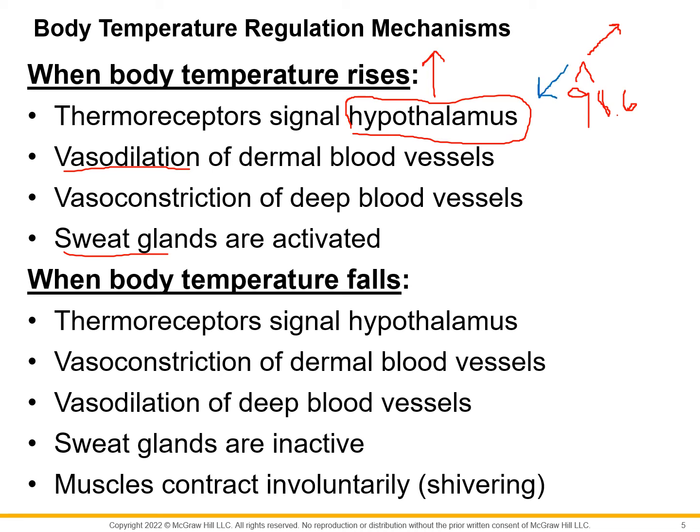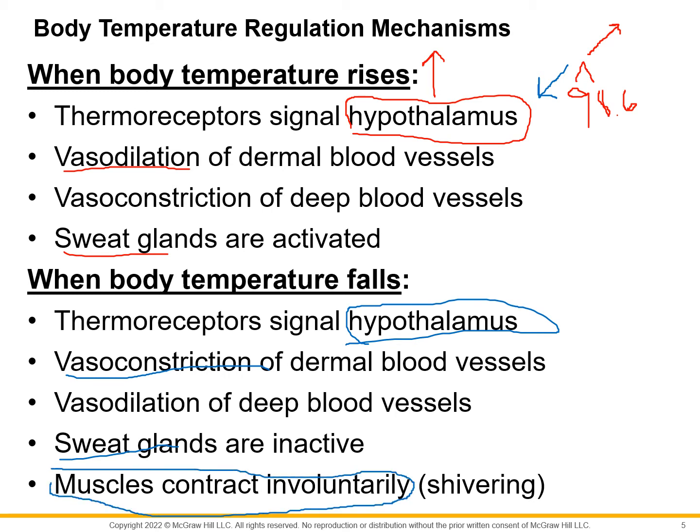If, on the other hand, I start getting colder, and I'll use blue for this, I'm going to do kind of the opposite. Again, still the hypothalamus is the thing monitoring it, but now I'm going to vasoconstrict those dermal blood vessels. I'm going to squeeze the blood from the surface of my body and push it into the deeper parts of my body. Sweat glands will become or stay inactive, but I'm going to start causing my muscles to start contracting randomly, which we call shivering. And in the act of contracting a muscle, the majority of the energy is released as heat, so that hopefully is going to cause your temperature to rise. So hopefully that makes sense.